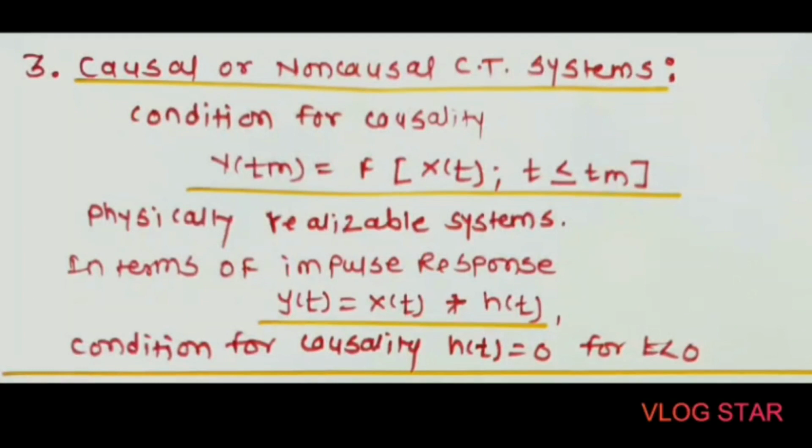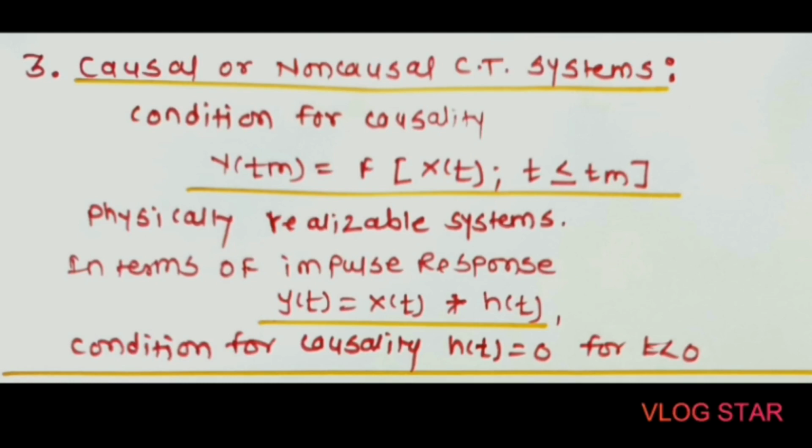Next type of system is causal and non-causal continuous time systems. A continuous time system is said to be causal if it produces a response y of t only after the application of excitation x of t, that is input. That means for a causal continuous time system, the response does not begin before the application of input x of t.